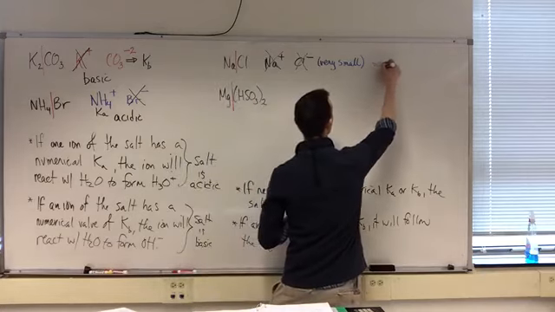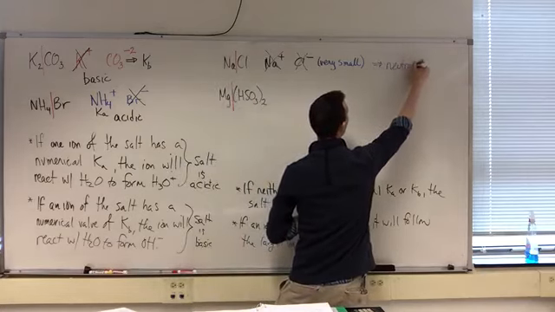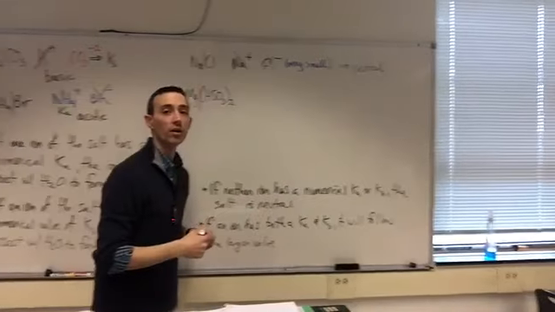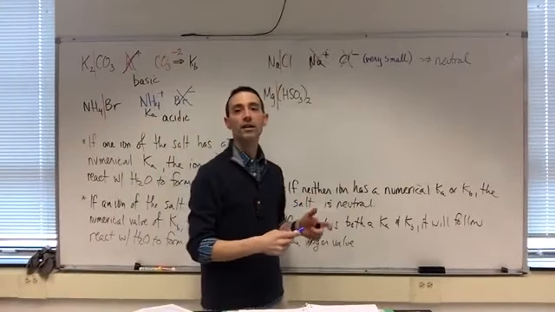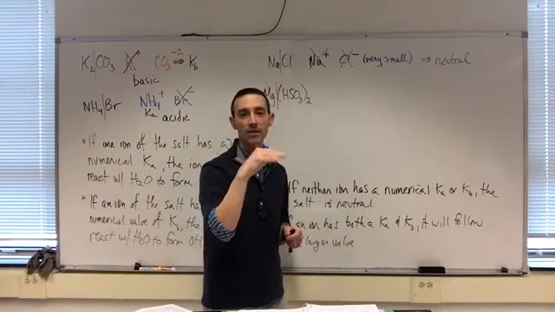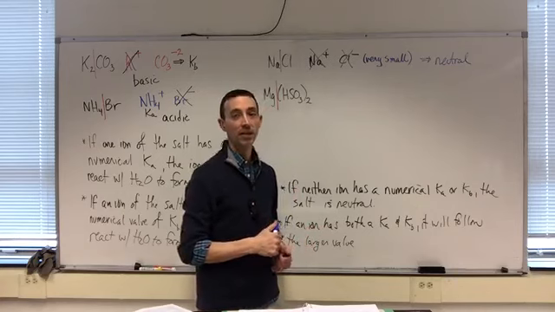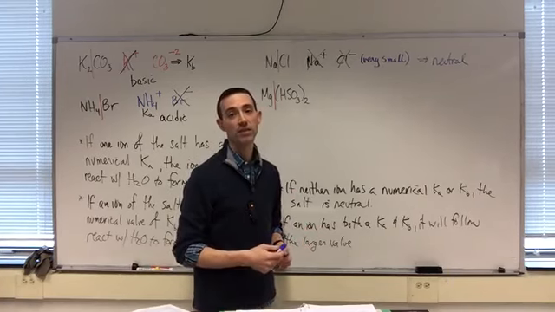And the net result here is that this NaCl is a neutral salt. If you put salt into water, its pH should remain constant, whatever it was before you put it in. If that was pure water, the pH would stay at 7.